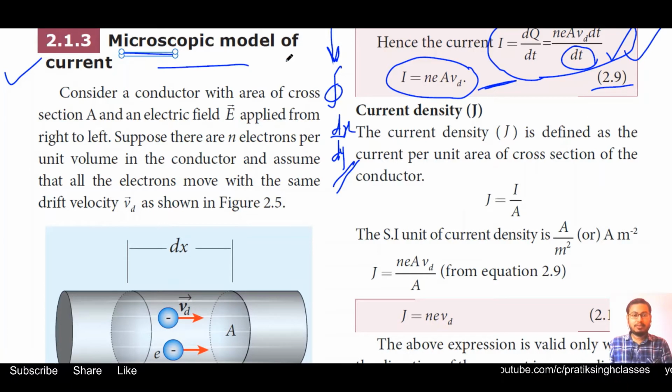Now let us start our today's class, and the topic is microscopic model of current. Before going through this, let us see the figure given here, that is figure 2.5. Let me explain what is given here.